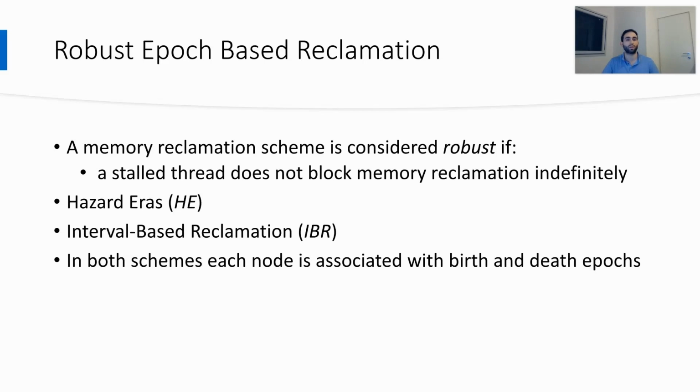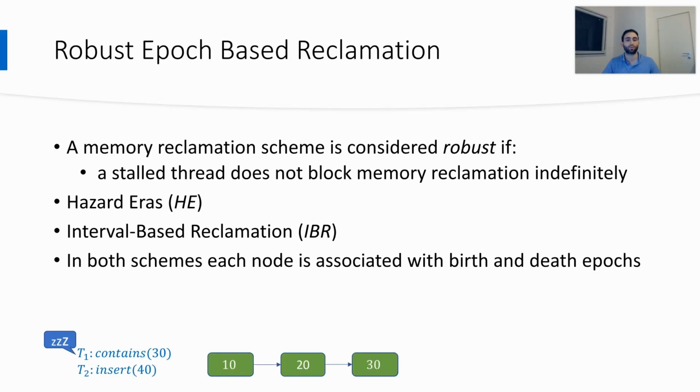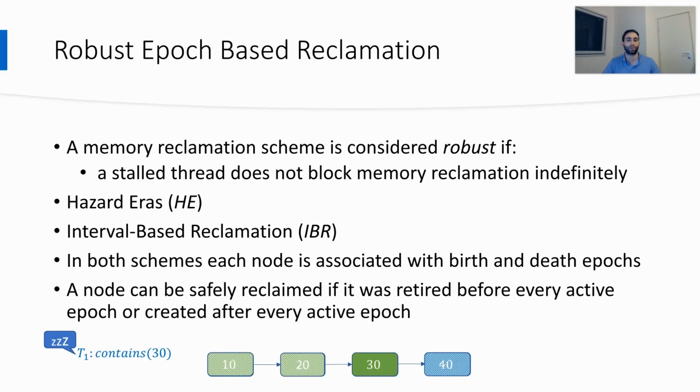They both track the lifetime of each node from its creation to its retirement, and they use this lifetime to infer whether a retired node may be accessed by a stalled thread. So for example, if we've got a list and a thread is operating on it, and it suddenly stalls, if we connect 40 to the list, the scheme can identify that 40's lifetime does not intersect with the working epoch of the stalled thread, and therefore it cannot hold a reference to 40. So 40 can be reclaimed safely.